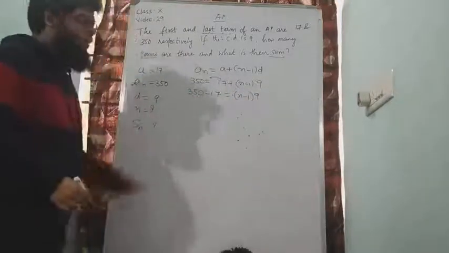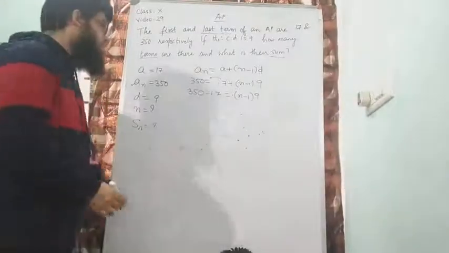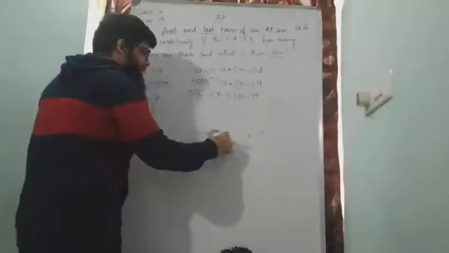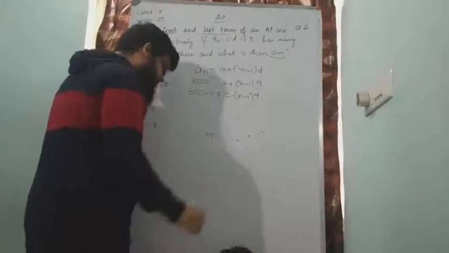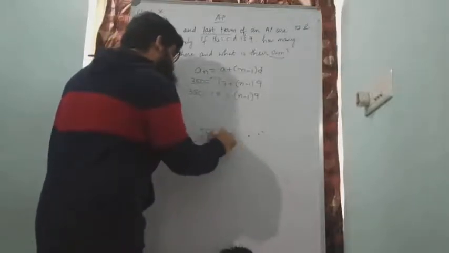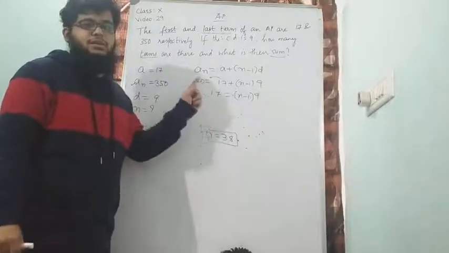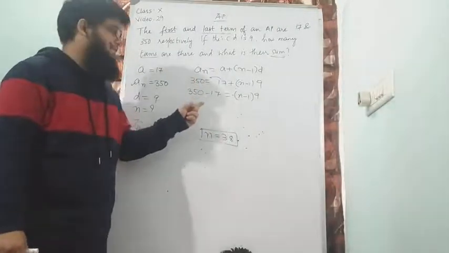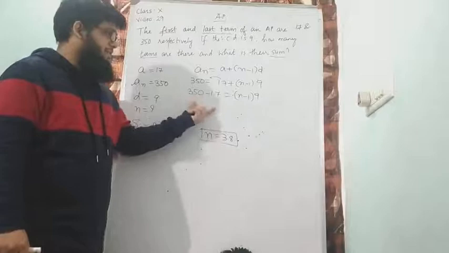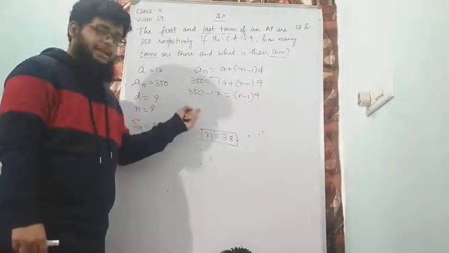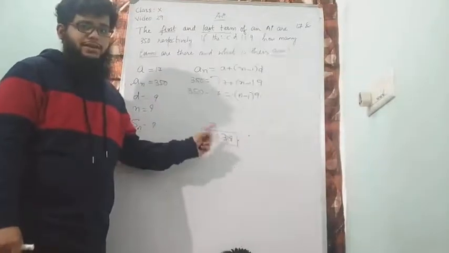I want you to continue after this and find out the value of N. The value of N you should get in this problem is 38. We have done many problems like this, and that is why I am giving you as homework so that you will be able to do it yourself. Subtract 350 minus 17, write down the answer, divide that by 9, shift minus 1 to the other side, and you will get the value of N.